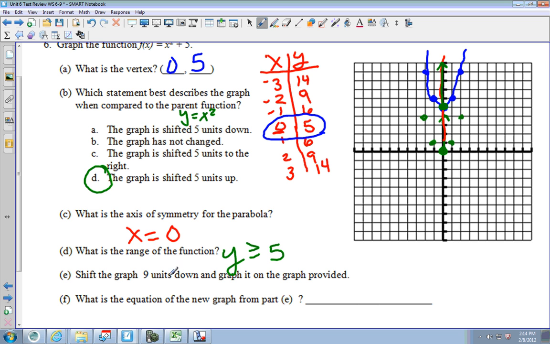Now it says shift the parabola down 9 units and graph it on the graph provided. Well, let's start here at the 5, and let's go down 1, 2, 3, 4, 5, 6, 7, 8, 9. There's my new one. And on these parabolas, you go over 1 and up 1 from the vertex. I can also go over 2 and up 4. And now I can graph it. It's the same width. The only difference is the vertex is different. So right here, that vertex is 0, negative 4. So my equation is y equals x squared minus 4.